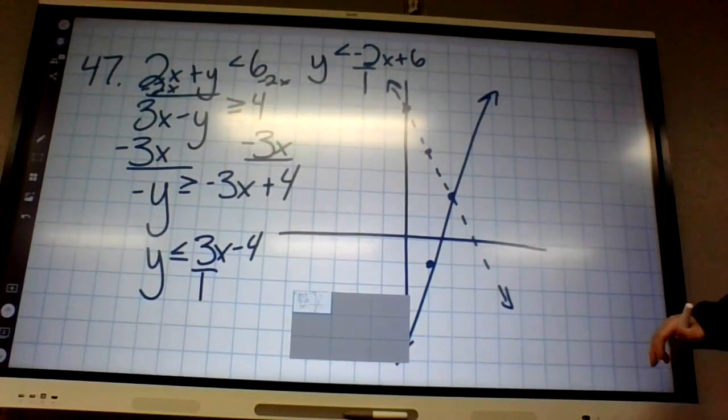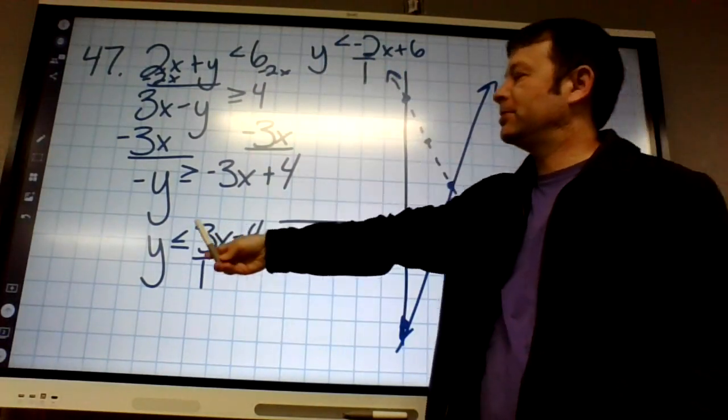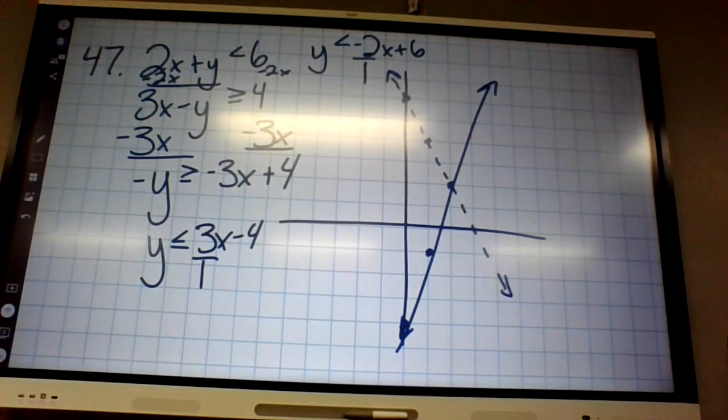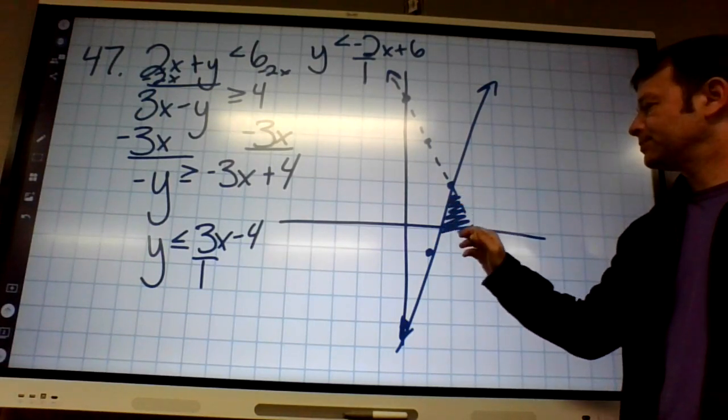Okay, well this one might be a little bit easier because they're both y is less than. Y is less than. So where is it below both of them? Less than both? In the middle. Right, left, up, or down? Down. So, yeah, it's below both lines right here.